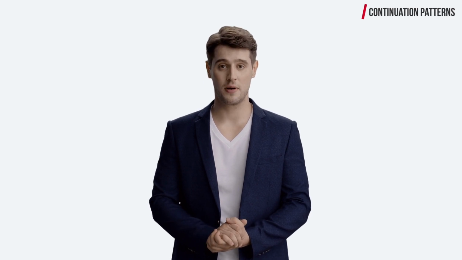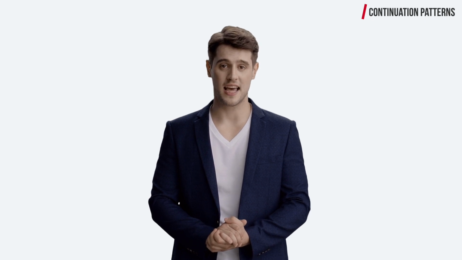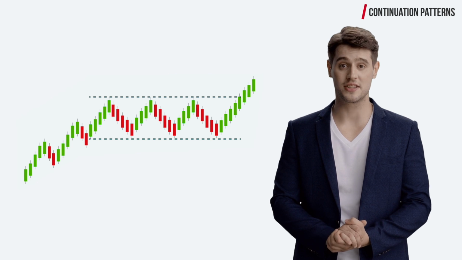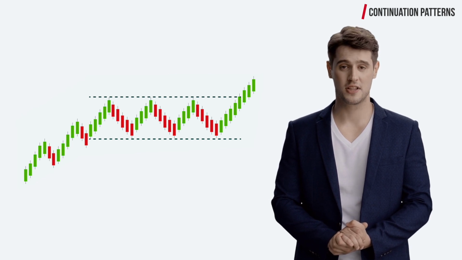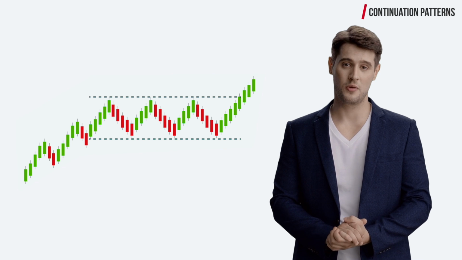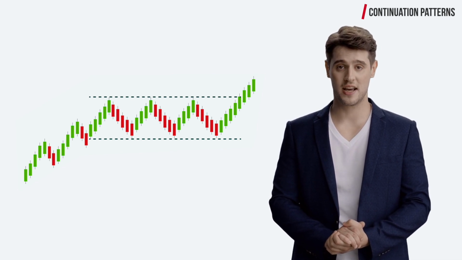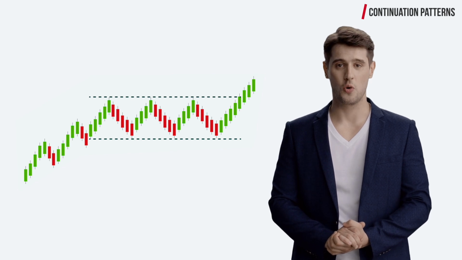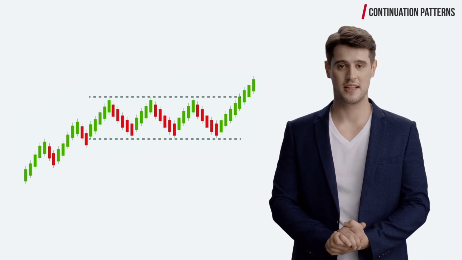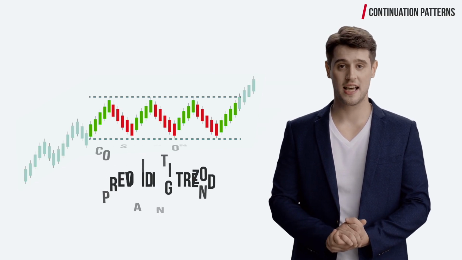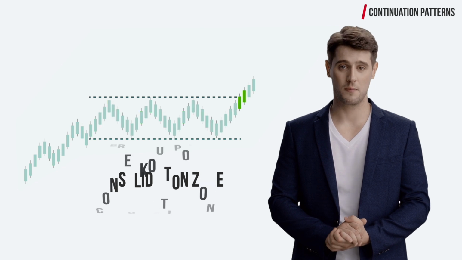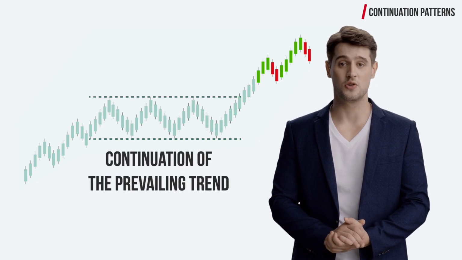Hello and welcome. In this module, we'll be talking about the continuation patterns, so let's dive right in. What is a continuation pattern? It's a price chart formation characterized by a pause in the prevailing trend before it resumes its previous direction. During this pause, the trend is taking a temporary breather as the prices appear to move sideways or horizontally on the chart. Continuation patterns consist of four elements: the prevailing trend, the consolidation zone, or pause, the breakout point, and the continuation of the prevailing trend.